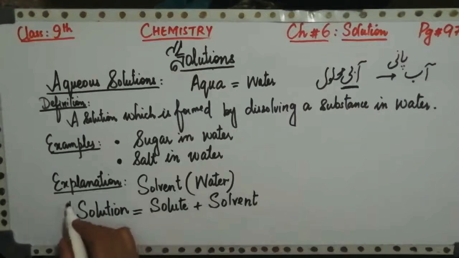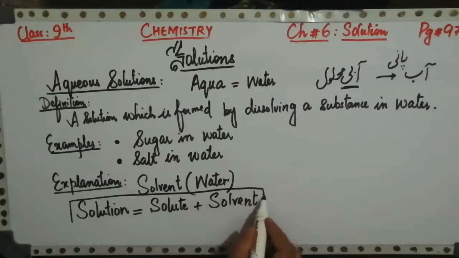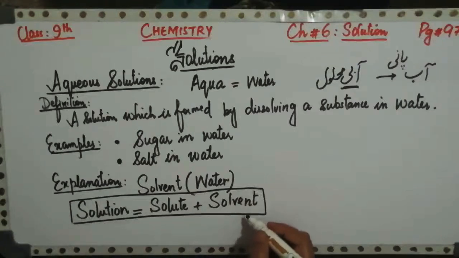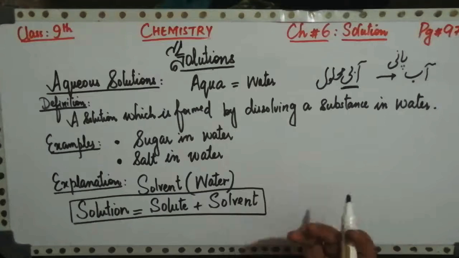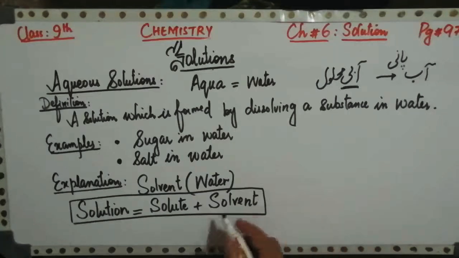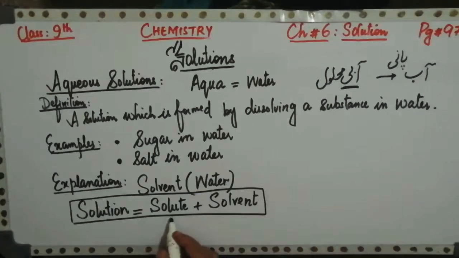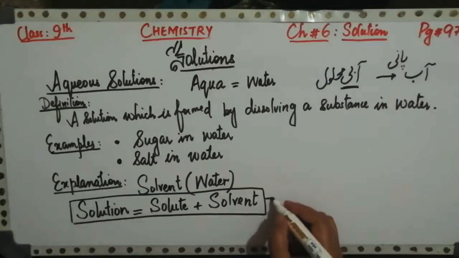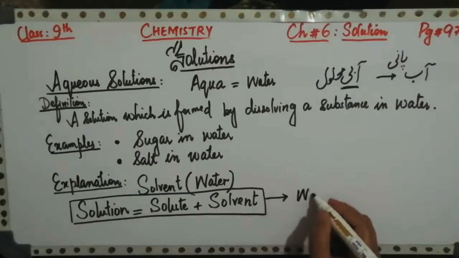So in most of the cases, when you make an aqueous solution, you will find that the aqueous solution mainly contains a huge or greater amount of solvent as compared to the solute in them. So the mixture, that is solution, is a homogeneous mixture of solute and solvent, in which in most of the cases the solvent is water.